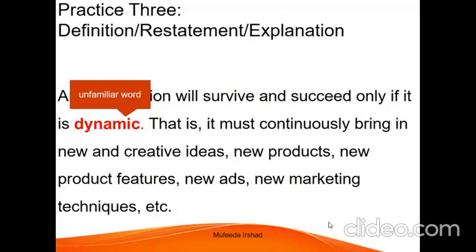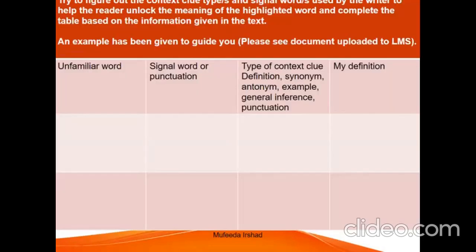In this text, the word highlighted is dynamic. Which context clue is going to be most useful in decoding the word dynamic? Do not forget to complete the table as well.